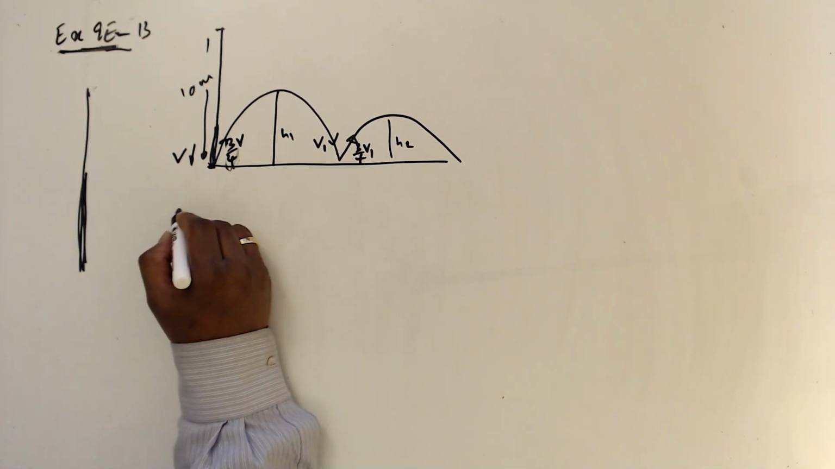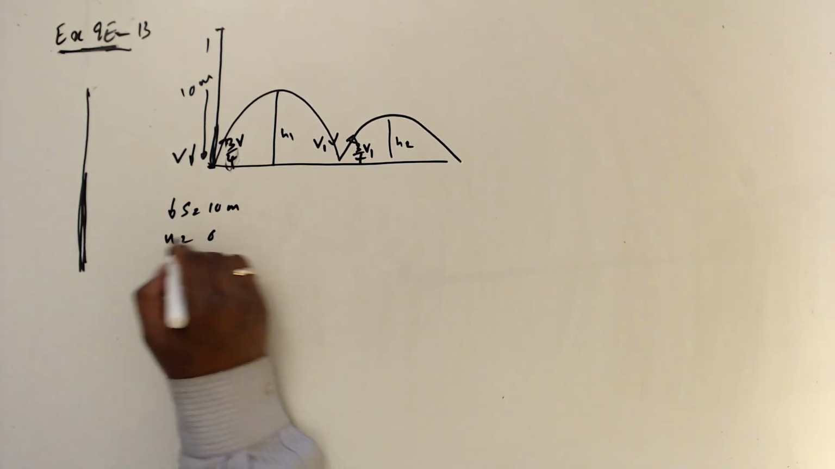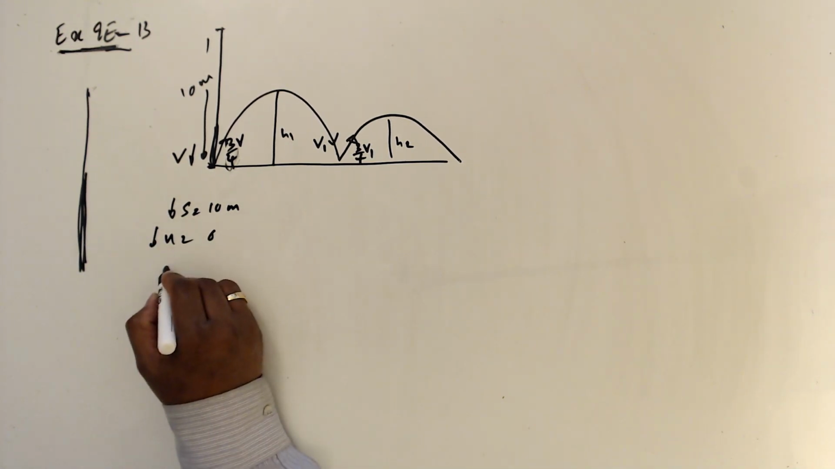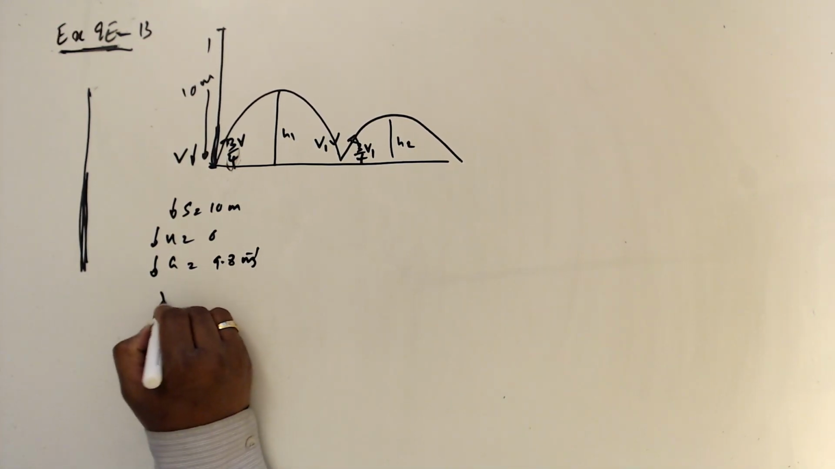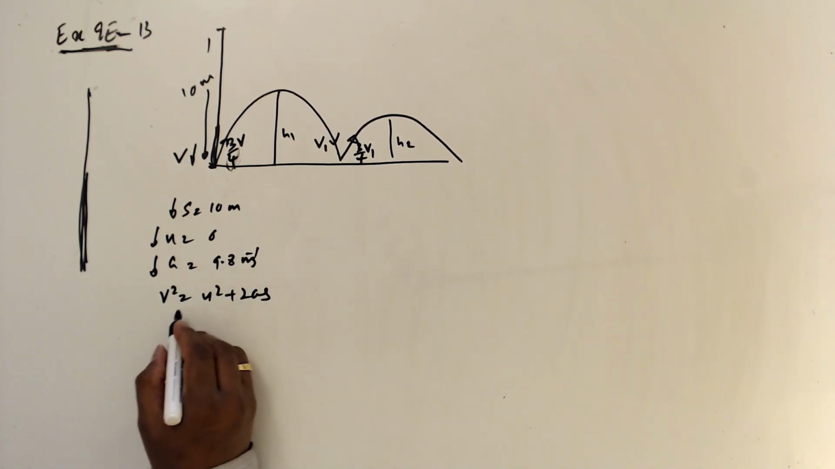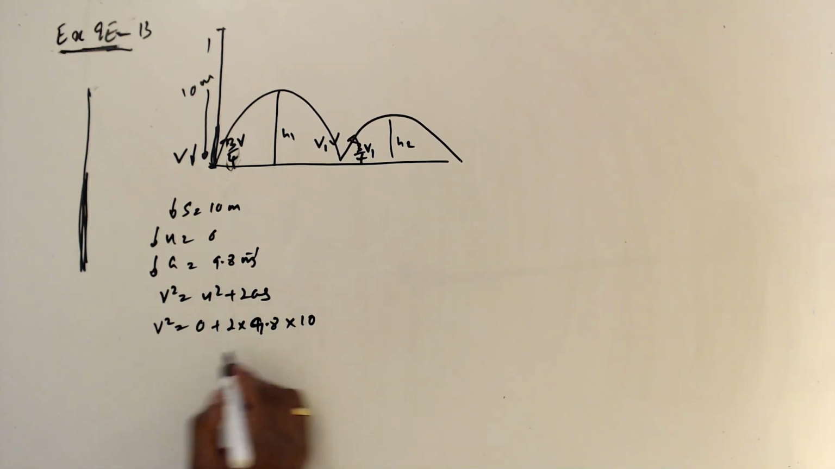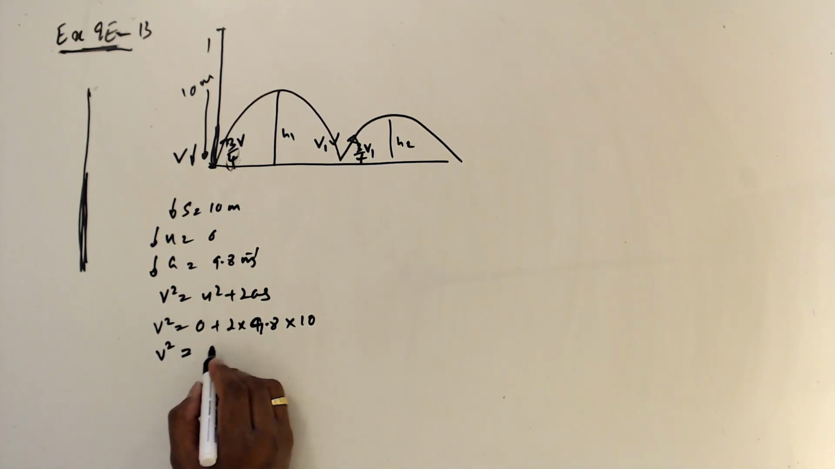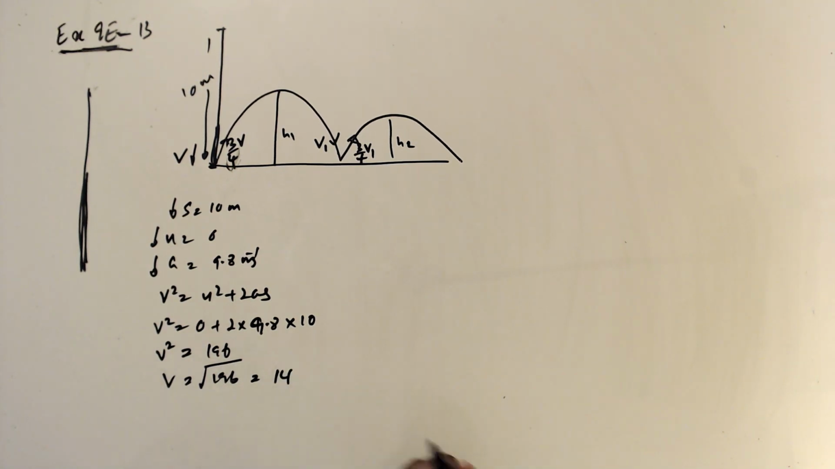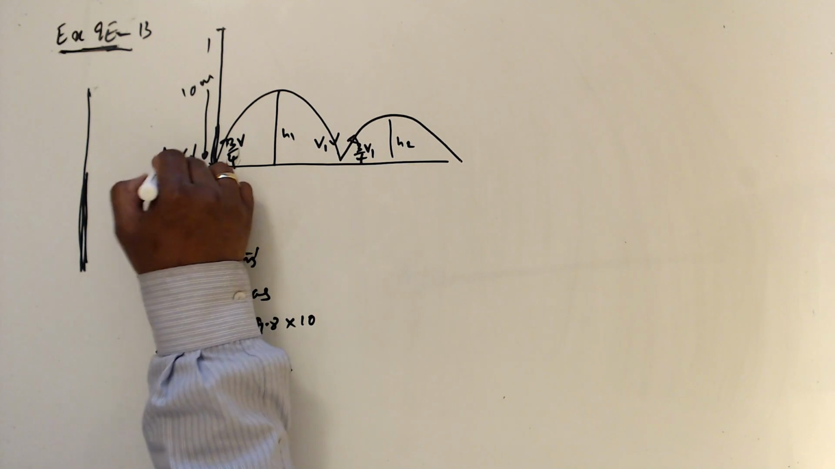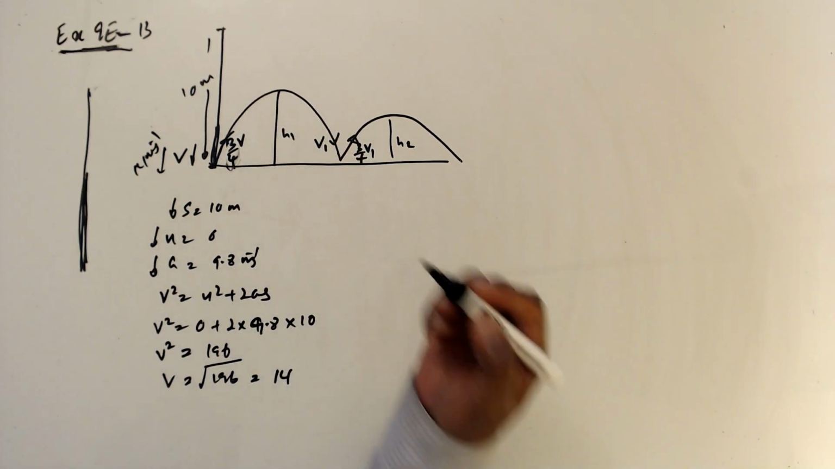For that one we'll consider S is 10 meter down, U is 0, and A is 9.8 ms^-2 down, and v squared equals u squared plus 2as. Then v squared is 0 plus 2 times 9.8 times 10. So v squared equals 196, v equals square root of 196, that is going to be 14. So it hits with 14 ms^-1, and this bounces back with 3/4 of 14 now.